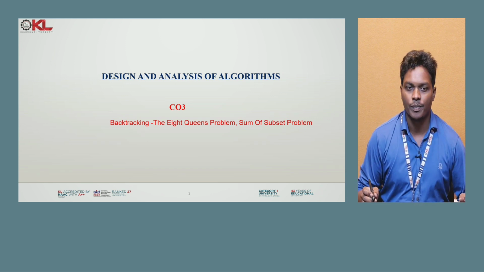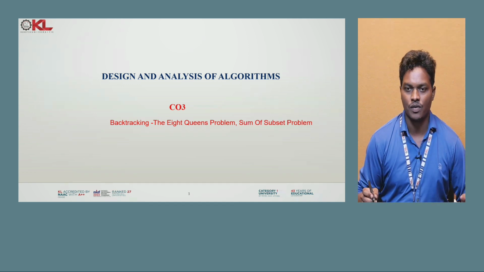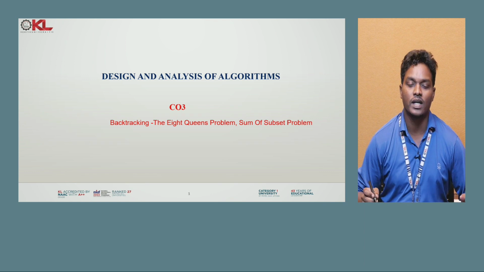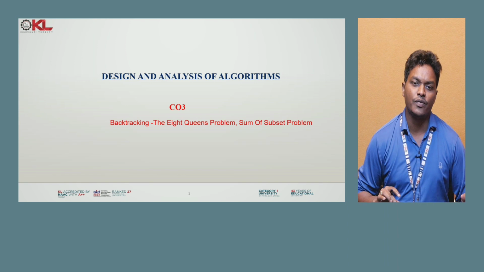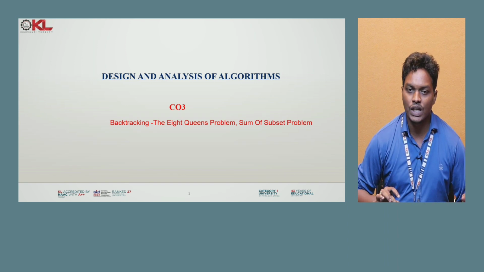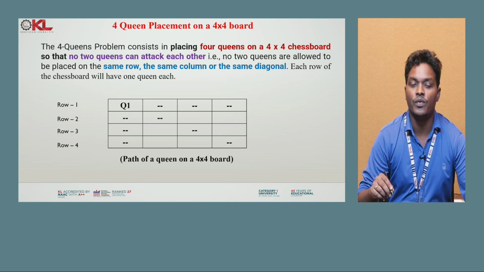Today, we will learn about the topic called backtracking, in which we are going to see the 8-queen problem and the sum of subset problem. It comes under CO3 part in Design and Analysis of Algorithms. Before learning the 8-queen problem, we need to learn about the 4-queen problem and how it works.